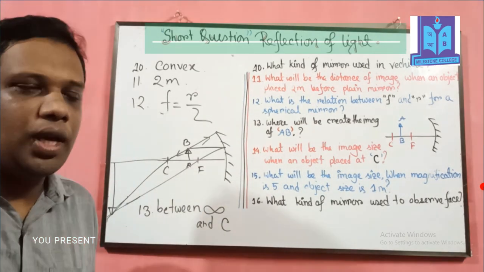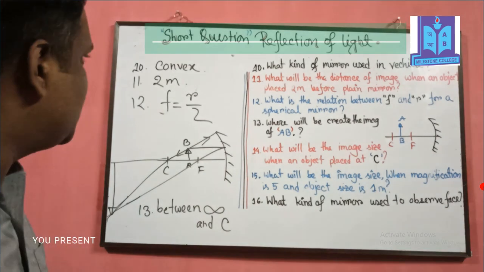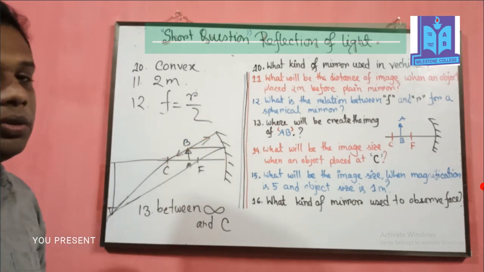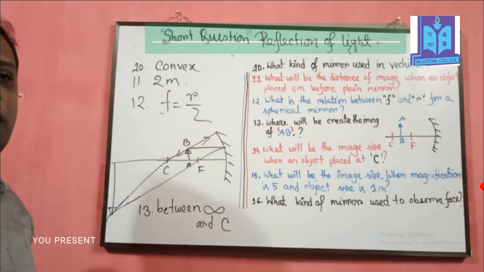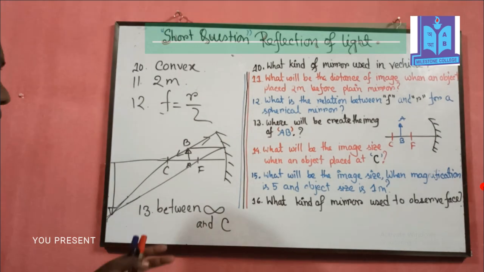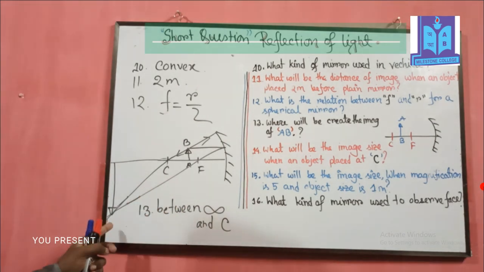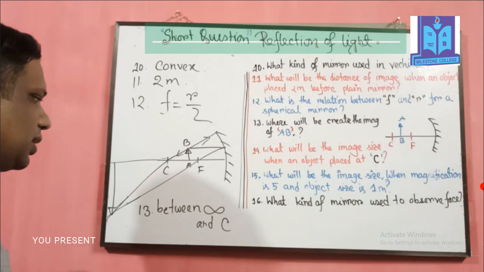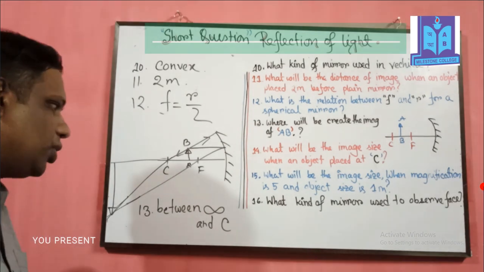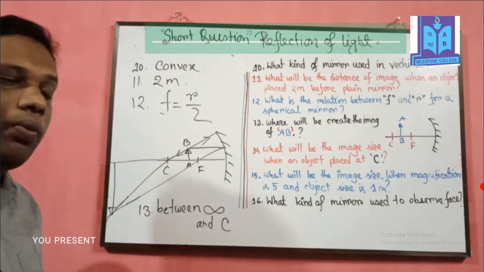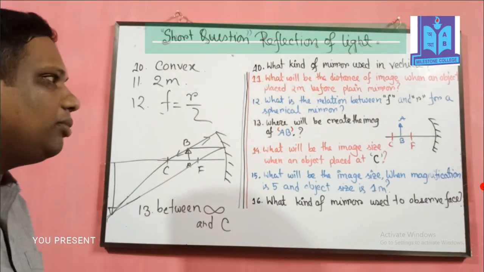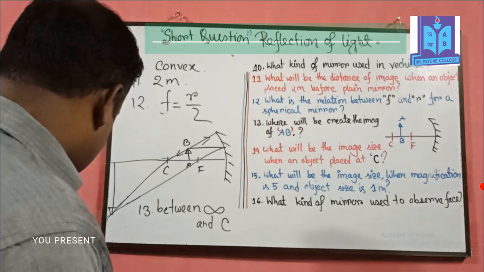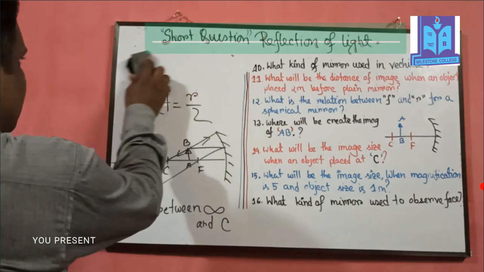So my dear students, here we have to maintain the formula, which is F is equal to R by 2. F is for focal length and R is for radius of curvature. So there is the figure we have to draw, and for short question we have to remind the answer, which is the image will be in between infinity and center of curvature, while the object placed in between center of curvature and principal focus. Now my dear students, we need to erase that section.